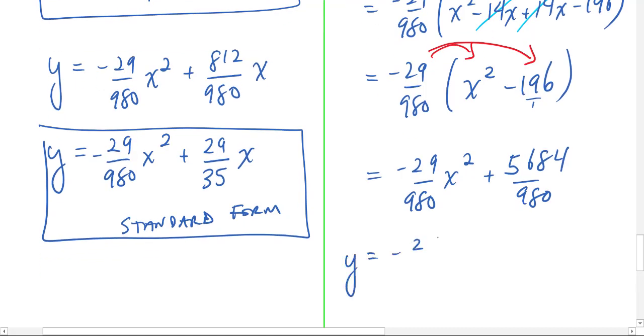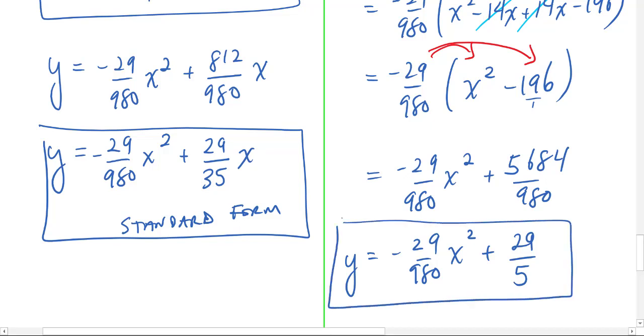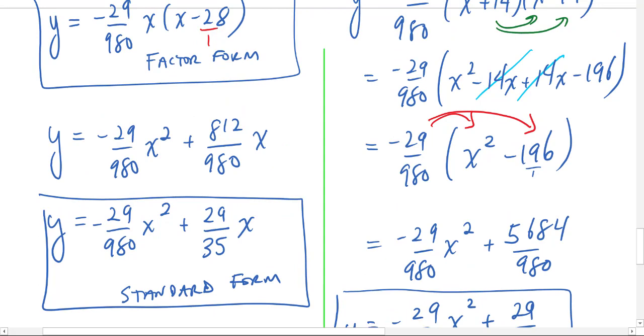So we're almost done here. Negative 29 over 980 x squared. We need to reduce that fraction. And if you try to reduce it, you should get 29 over 5. Keep on dividing by 2. Or divide by bigger numbers. Figure that out. Or use your calculator if it does that for you. So again, there is our standard form of this expression.